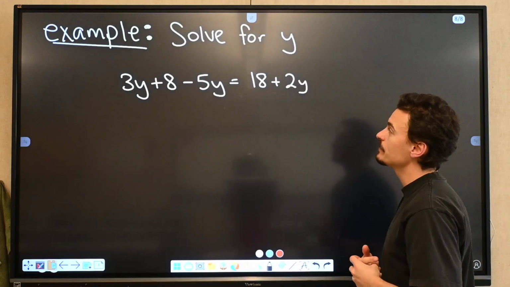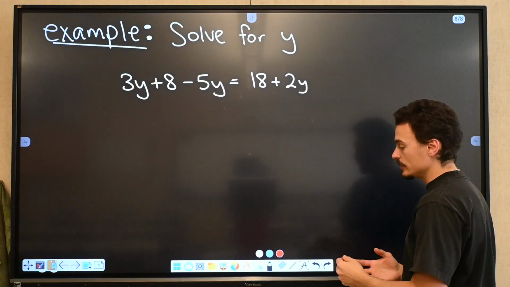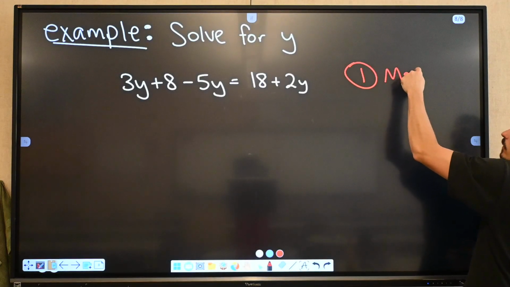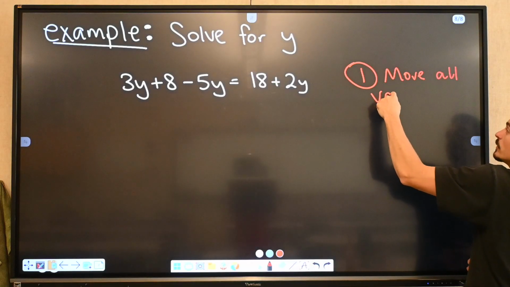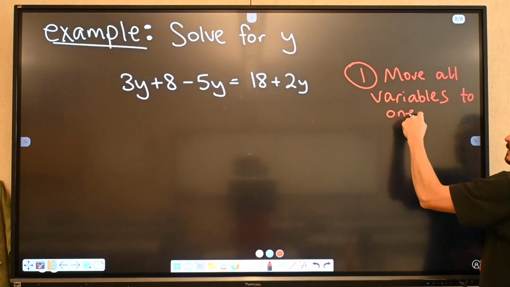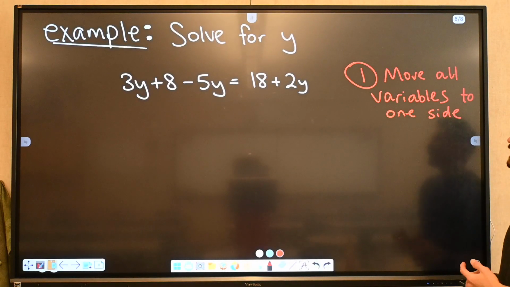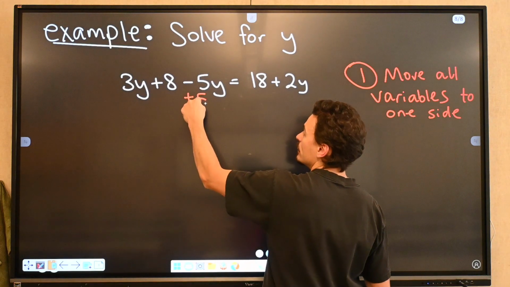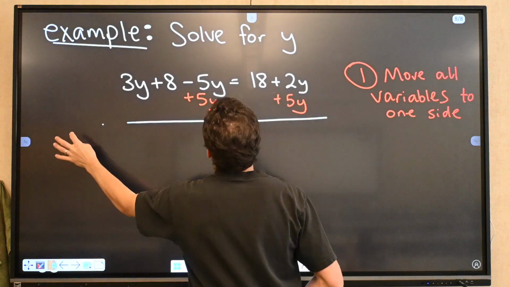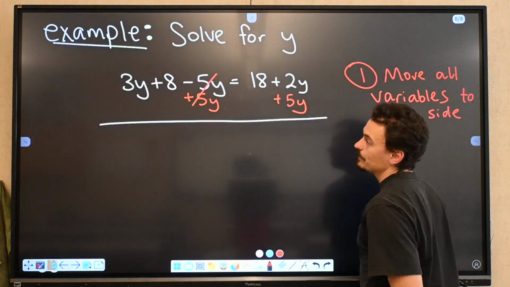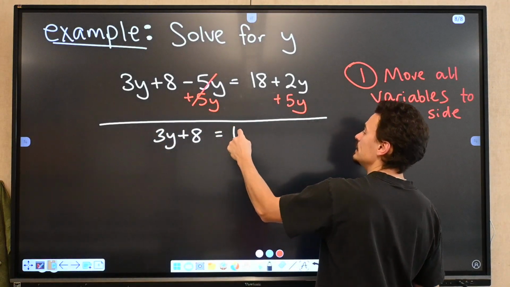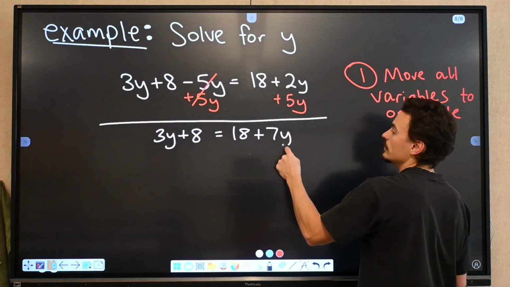Yeah, like this. Okay? Now, if you get something like this, you should just follow the same rules that we did last time. Okay, so one, I want to move all variables to one side. Okay, I'm going to do that right now. So I'm going to add 5y to both sides so that I can cancel negative 5y. Then I have 3y plus 8 equals 18 plus 7y.